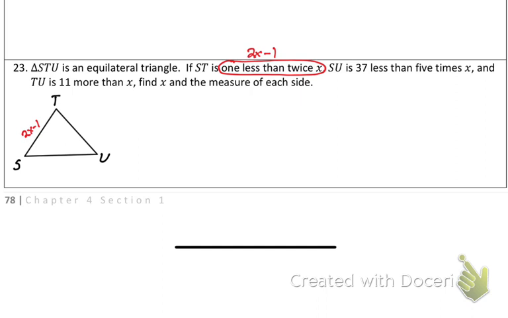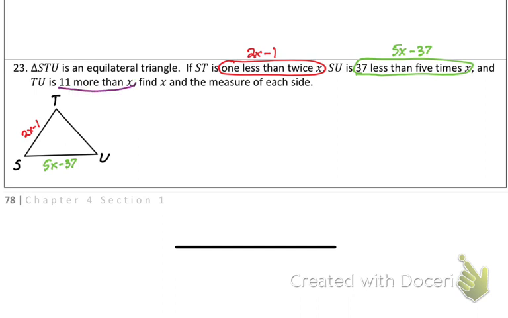Then it says 37 less than 5 times x. Well, if twice x is 2x, what's 5 times x? 5x. And less means subtract, right? So 37 less must mean I'm going to subtract 37. It's 37 less than 5x, so that's 5x minus 37. That's going to be for my SU. SU is 5x minus 37.